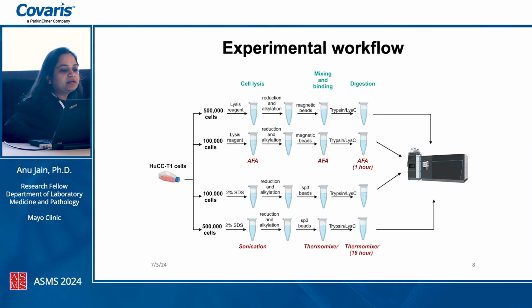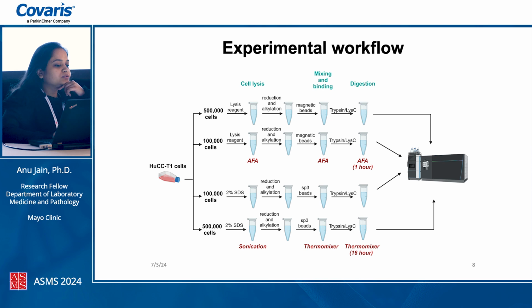So to compare the two protocols, we took HUCCT1 cell lines, which is a cholangiocarcinoma cell line, and we took 500,000 cells and 100,000 cells in triplicate in two different sets, and one set was processed with the SP3 method and another set was processed with the AFA assisted method.